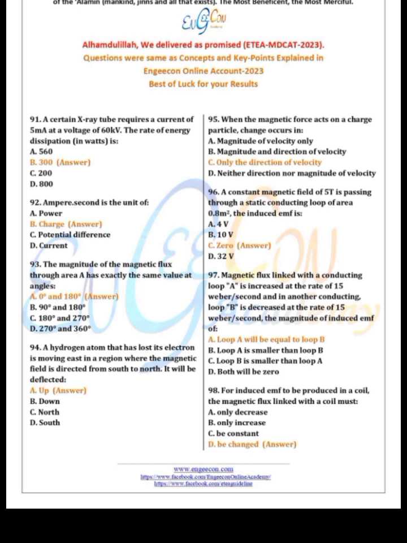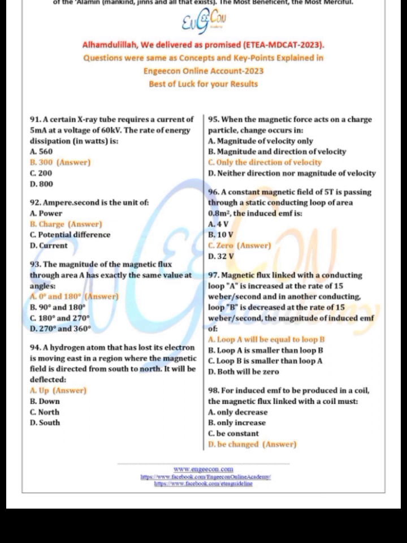96. A constant magnetic field of 5 T is passing through a static conducting loop of area 0.8 square meters. The induced EMF will be what? Correct option is 0. 97. Magnetic flux linked with a conducting loop A is increased at the rate of 15 Weber per second and in another conducting loop B is decreased at the rate of 15 Weber per second. The magnitude of induced EMF of loop A will be equal to loop B. Correct option is loop A equal to loop B.